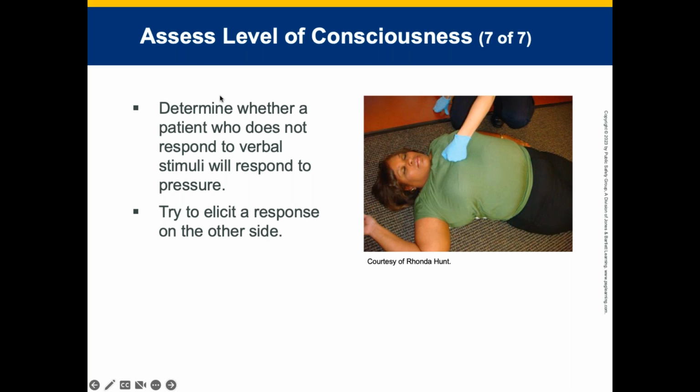Determine whether the patient who does not respond to verbal stimuli will respond to pressure. All right, so uncomfortable stimuli: gently but firmly pinch the patient's skin. We talked about that: earlobe, triceps, trapezius area. Rub your knuckles on the patient's sternum. Provide an upward pressure along the orbital rim, or try to elicit a response on the other side of the patient if the patient does not respond on one side.